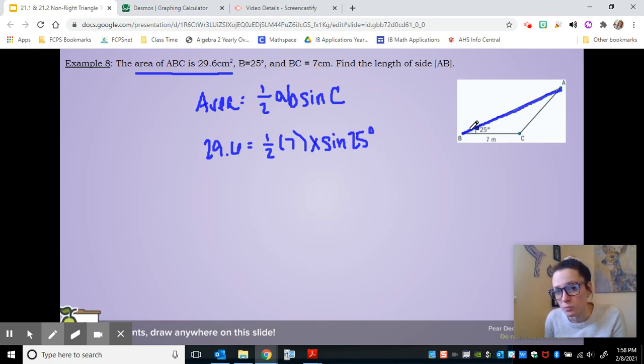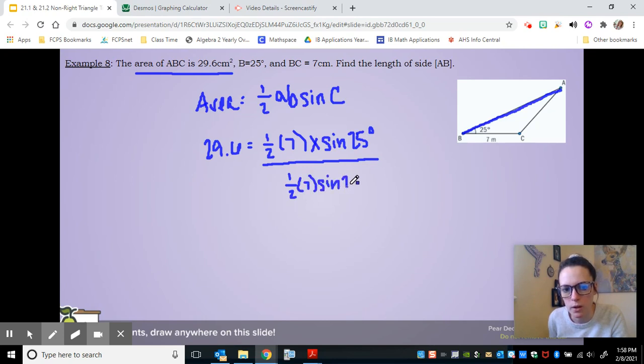It's important to note that it helps, and is probably part of the point of the problem, that we're looking for the other side to complete that side angle side piece. They wouldn't ask for side AC at this point because you wouldn't have enough information to get there. But from here, honestly, it depends on how many steps you want to take. You can do this all in one swipe. If I'm solving for my variable x, I can divide both sides by 1/2 times 7 times the sine of 25 degrees. Or you can do it in multiple steps. It's really your preference. I'm going to leave that up to you.